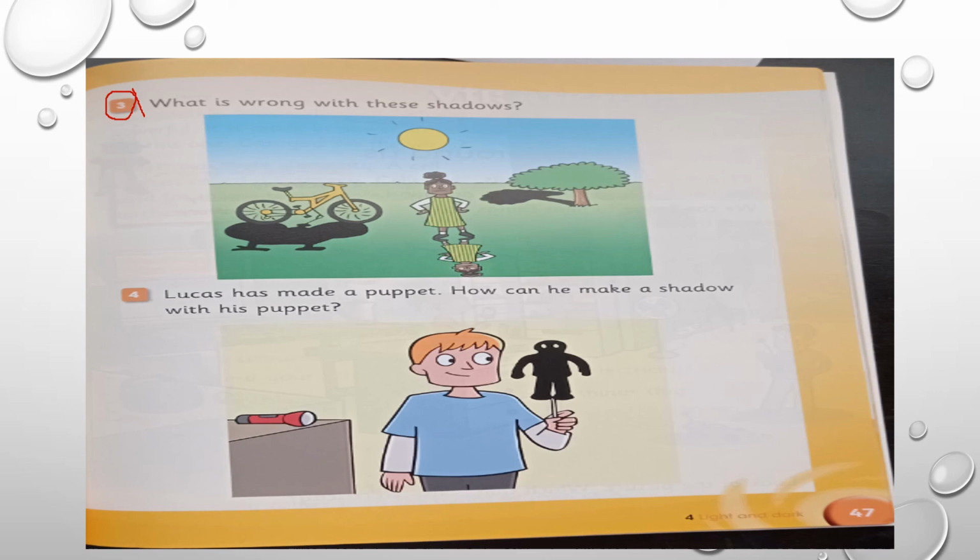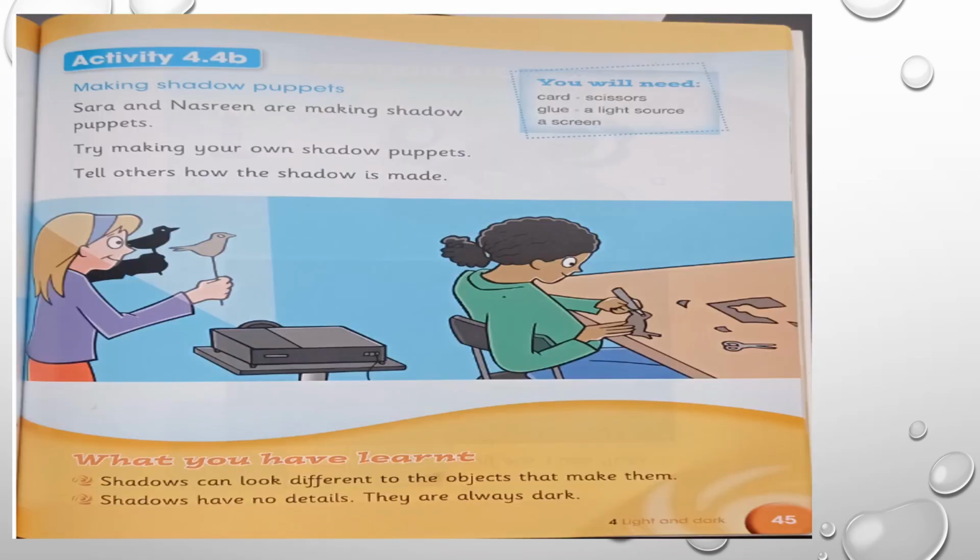Okay, question 4 says, Lucas has made a puppet. How can he make a shadow with his puppet? How can Lucas make a shadow with his puppet?